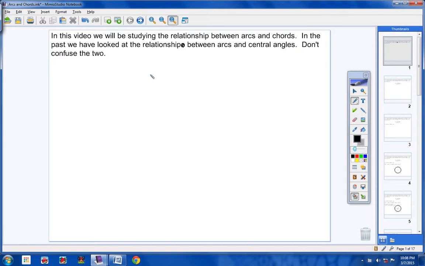In the past, we have looked at the relationship between arcs and central angles, okay? So don't confuse the two. Today we're studying the relationship between arcs and chords. Your heading today is obviously arcs and chords. And be sure in the lesson number 10.4, be sure to include today's date, alright?